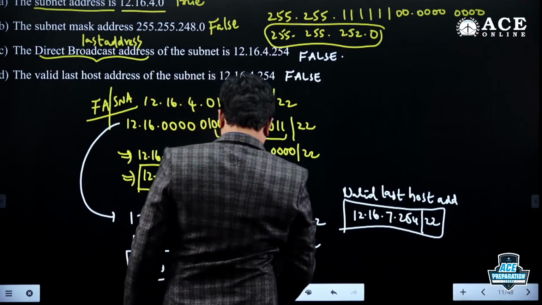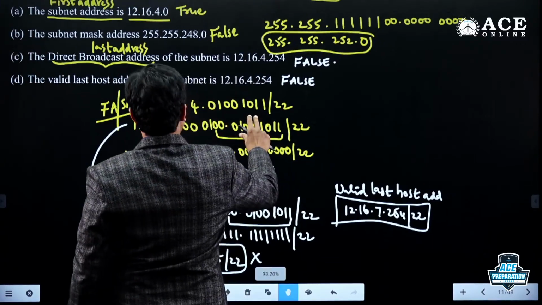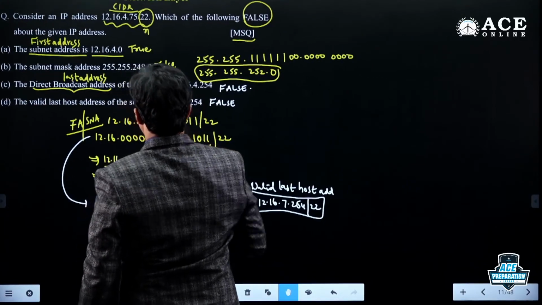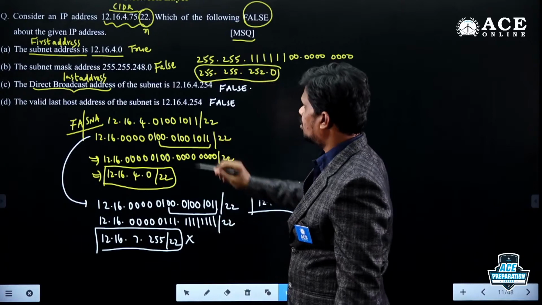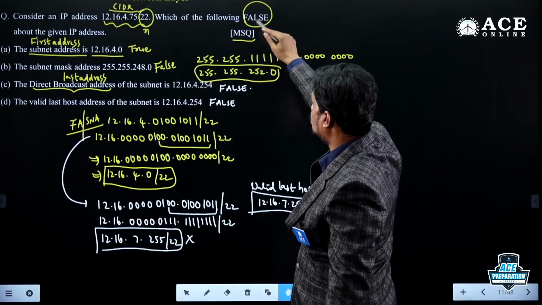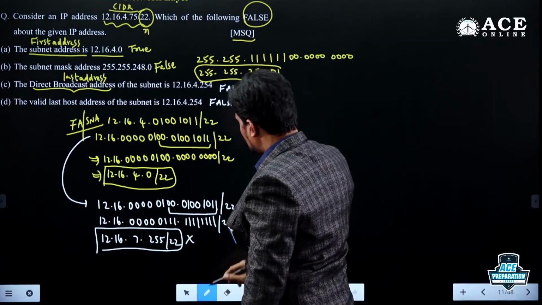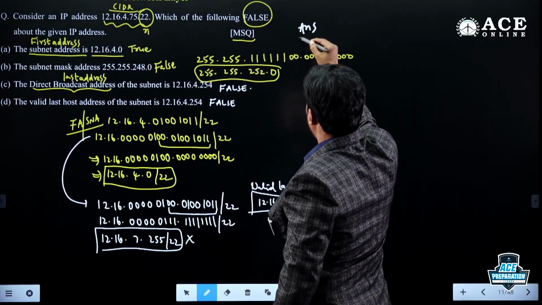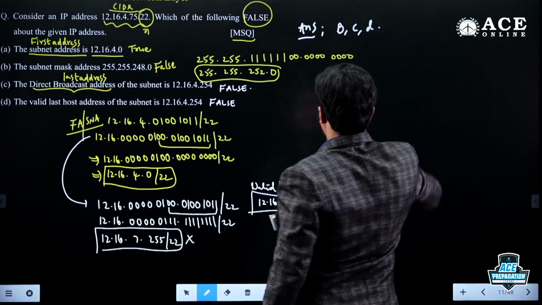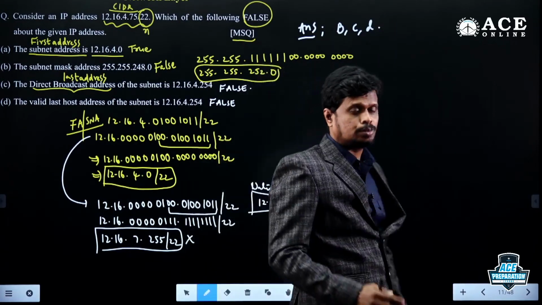Overall, if you verify this question, how many false statements are you identifying? As it is an MSQ type question, look at B is false, C is false, and D is false. As we need to find the false statements here, the answer for this question is B, C, and D. These are all false statements.